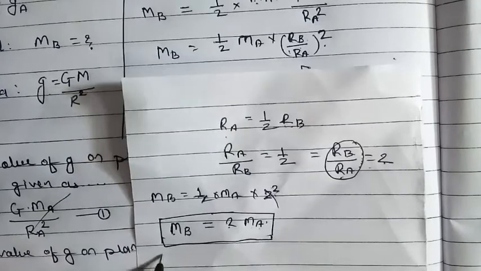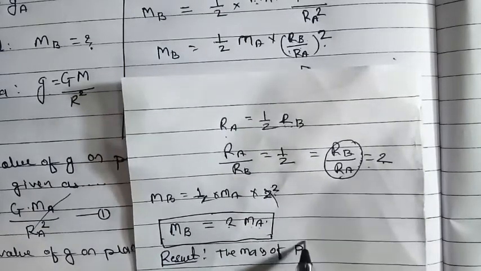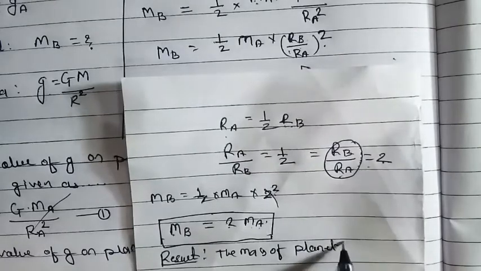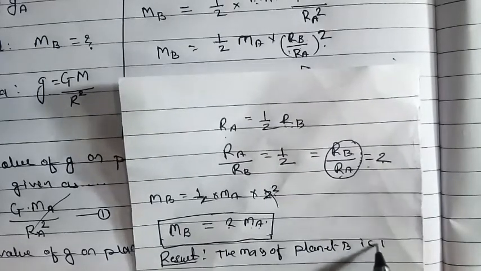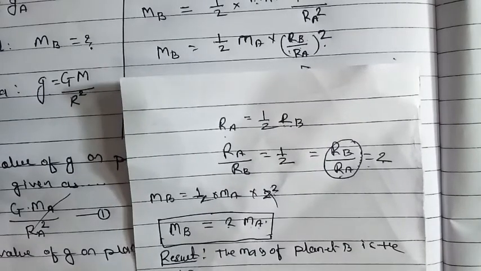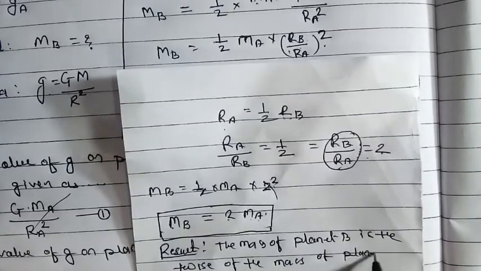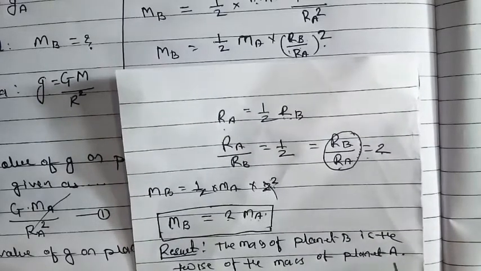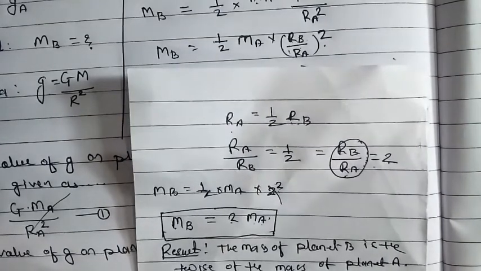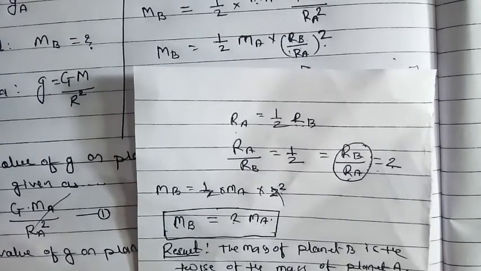So we have to write the result. So what will be the result? The mass of planet B is twice, twice means double, twice of the mass of planet A. So this is the answer. If you want to write it, I am giving you the closest picture of this video.